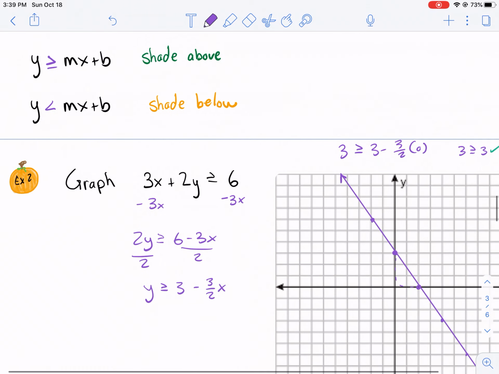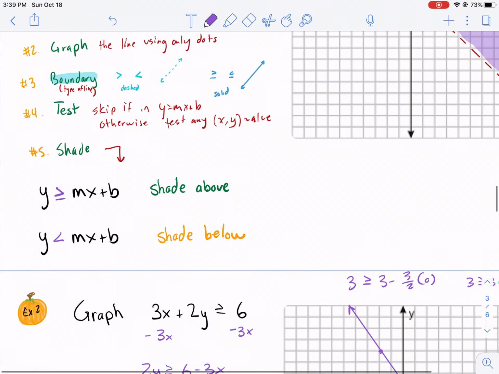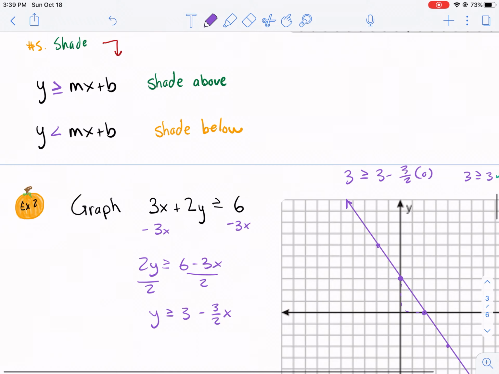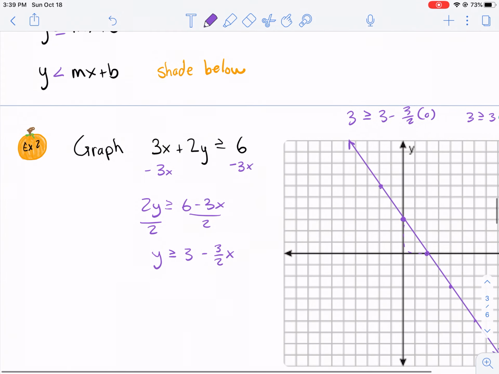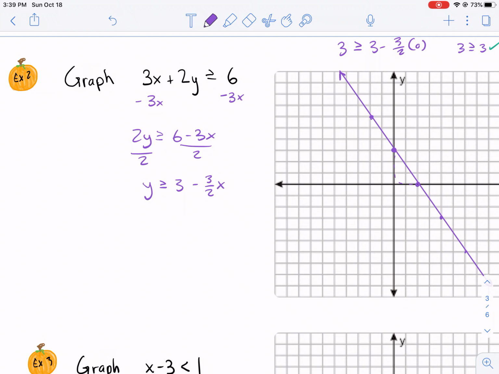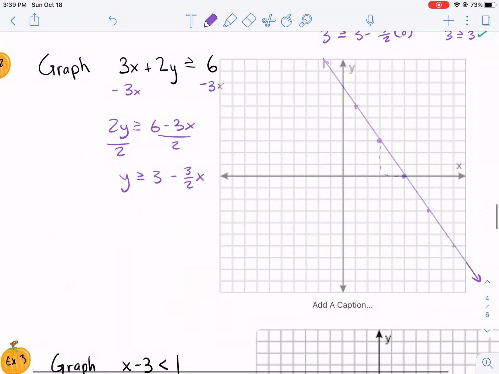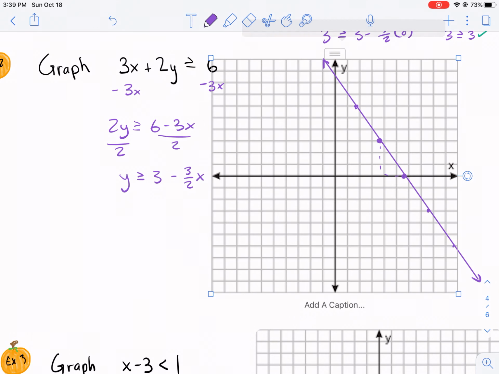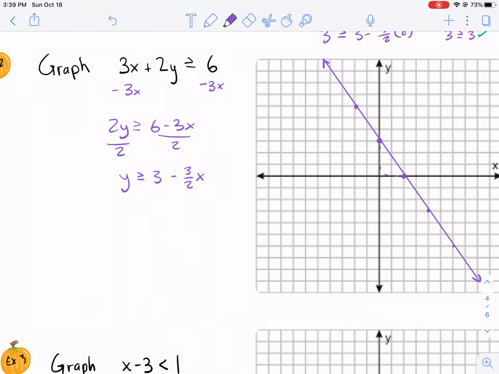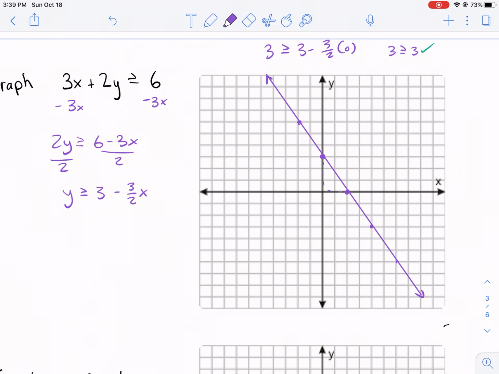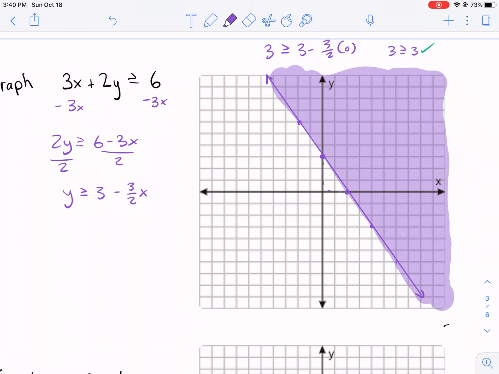We don't really need to do step 4 if we have it in slope-intercept form. We're going to jump to step 5, where we determine where we shade. We shade above if it's y is greater than, and we shade below if it's y is less than. Because it's y is greater than, I'm going to shade above. So you can see what our graph looks like. These are all solutions. Anywhere the purple touches is your solution, and we're done.